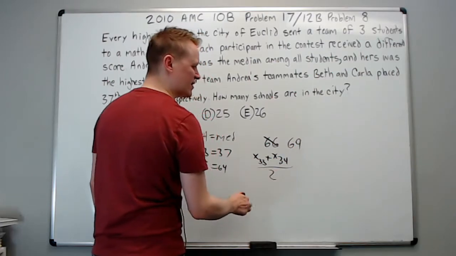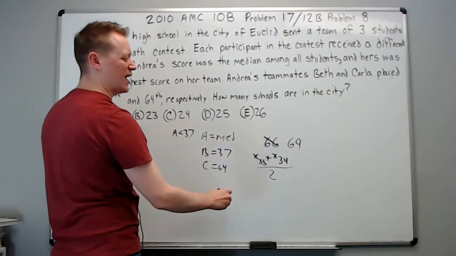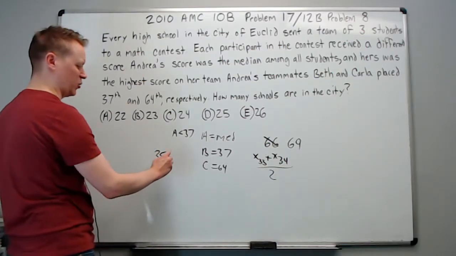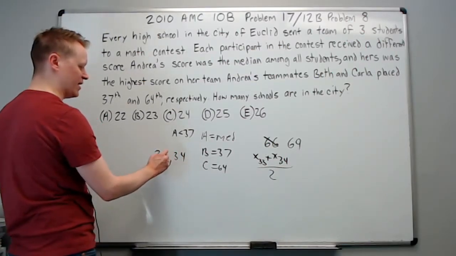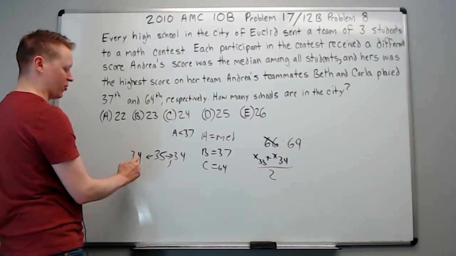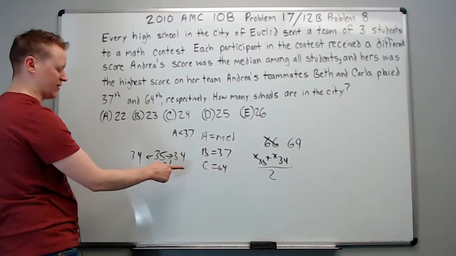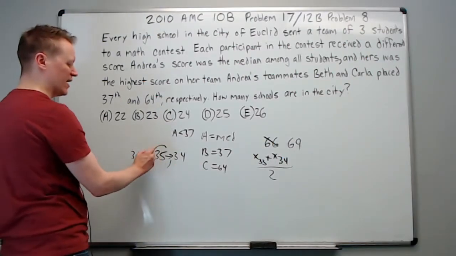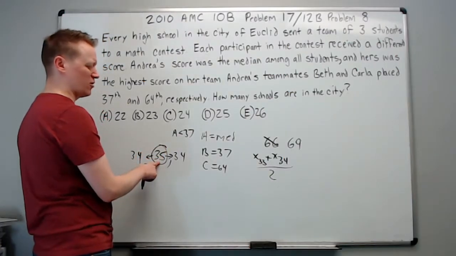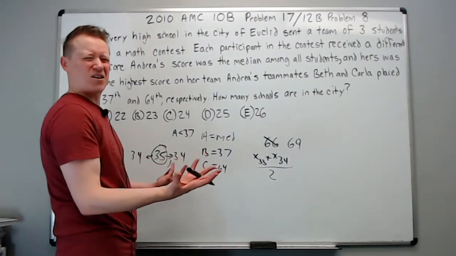Try 69 students. So if there's 69 students, which student would be the middle one? The 35th place would. There would be 34 on the left of 35 because it adds to 69, and 34 on the right, allowing 35 to be the median. So Andrea could be the 35th place. What about though, is there another one that works?